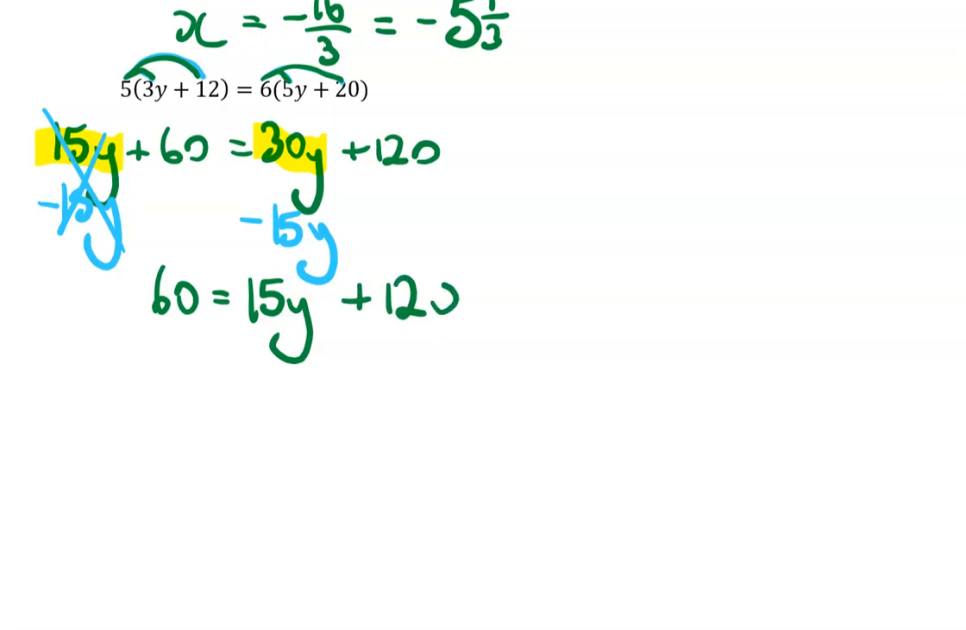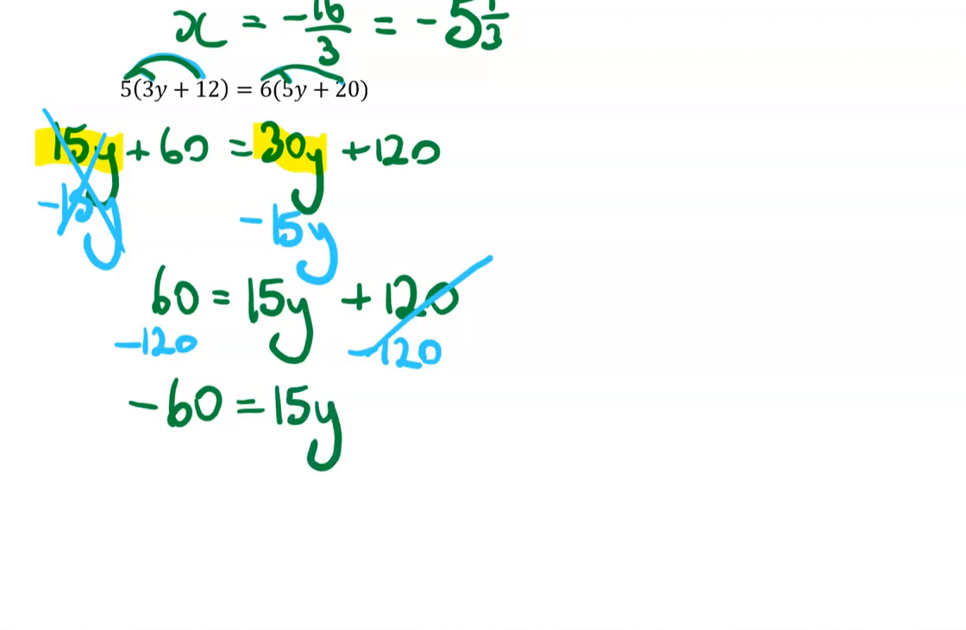All right, let's get rid of everything on the side with the y. So we've got 15 times y plus 120. The easiest number to get rid of at the moment is this 120. So let's take it off both sides. Minus 120, minus 120. Gets rid of my 120. I've got 60 take away 120. Now that leaves me with minus 60. And all I have left on the right is 15y. So minus 60 is equal to 15y.